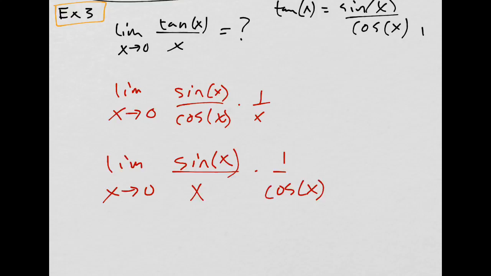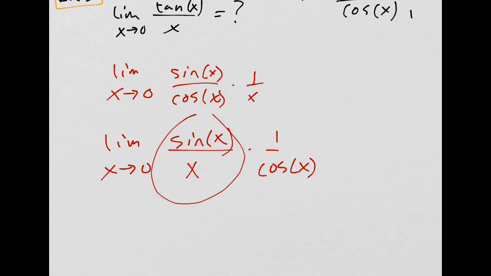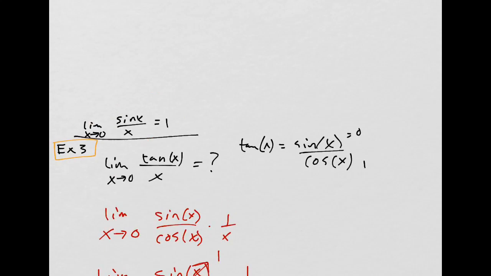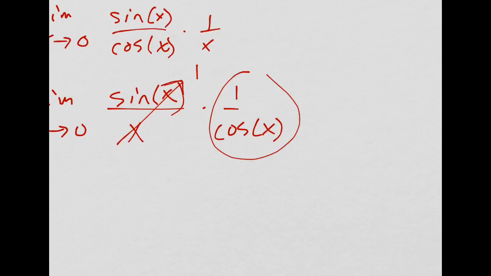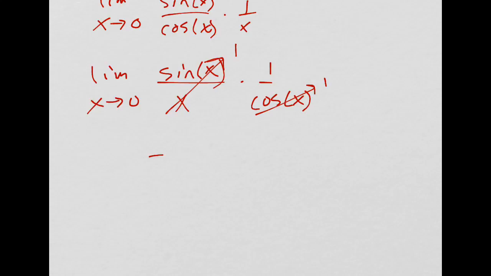So if we have it like this, we can use the product rule and evaluate these things because we're multiplying them together. This goes to 1, as we saw earlier. And this goes to 1, so that's also 1. So this equals 1 times 1, which is 1. So that's a little trick to evaluate that limit.